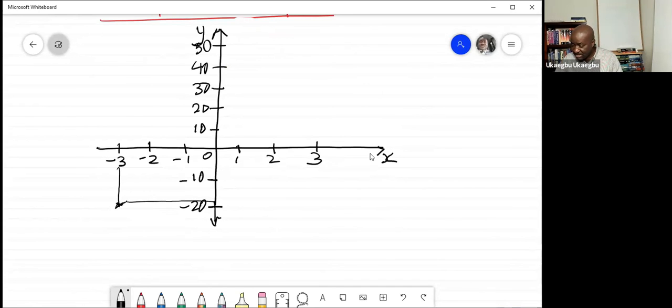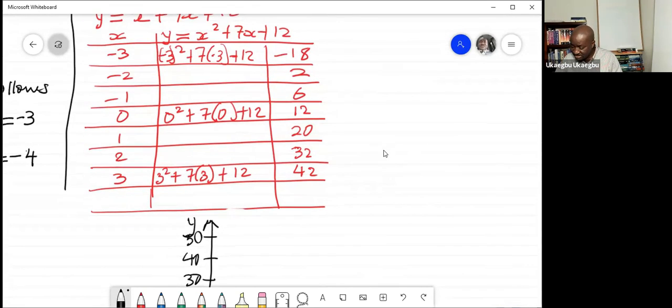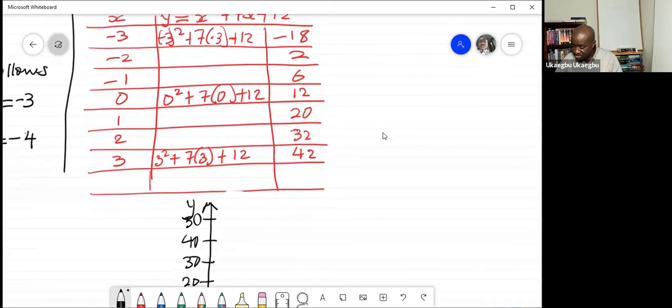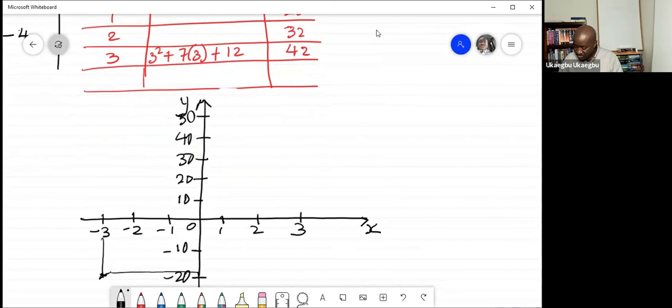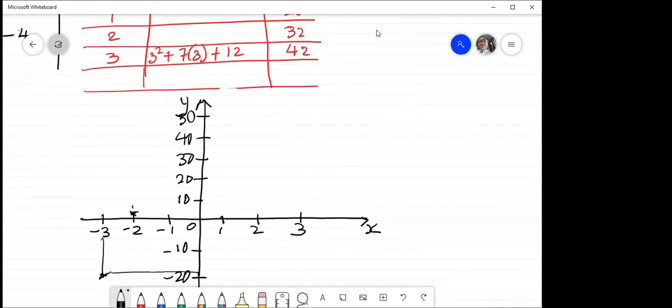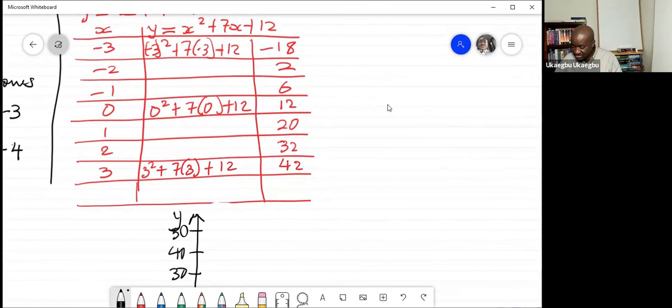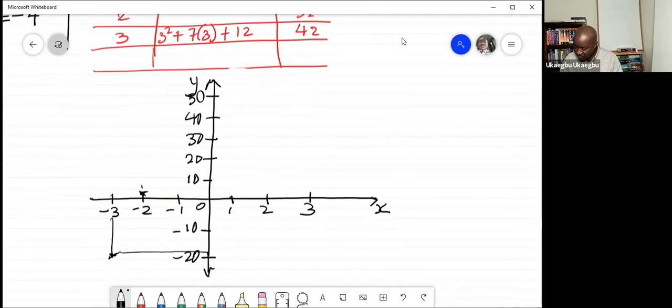All right. Next one is when x is -2. This one is 2. So -2 and 2, somewhere here. And next one is -1 and 6. -1, 6 is somewhere here.